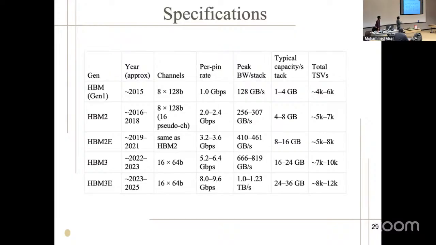Here I have shown multiple generations of HBM 3D stack memory. We can see that from the first generation to the third generation, the number of channels is increased, and the per-pin rate is also increased. But I wanted to show the total number of TSVs. TSVs are the connections from each layer to the logic layer. In our paper, GRIM-Filter, they have used HBM2. You can see that the total TSV count here is around 5K to 7K. So for this, we can process around 5K bins in parallel.